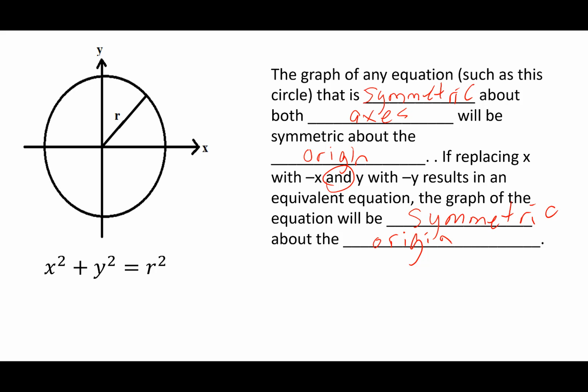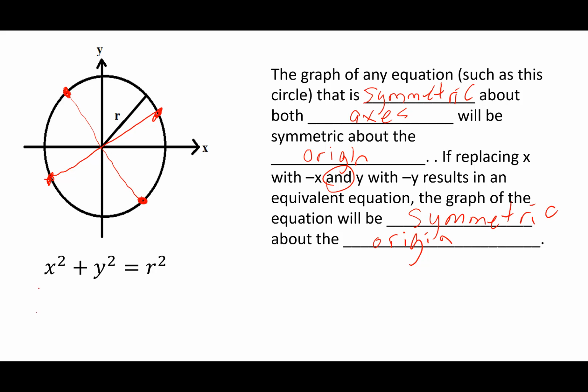And what we mean by symmetric about the origin is that for every point on the graph, if you draw a line through the origin, there'll be another point exactly like it, the same distance away. And that's true for this circle, wherever you happen to be. If you draw a line through the origin, you're going to get a point that looks just like it, the same distance away from the origin.